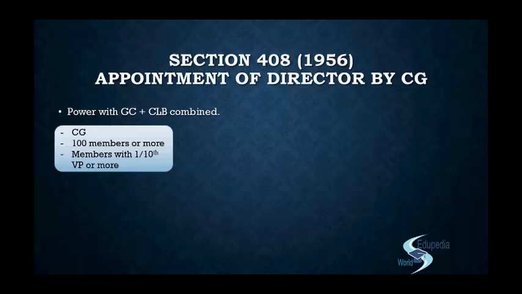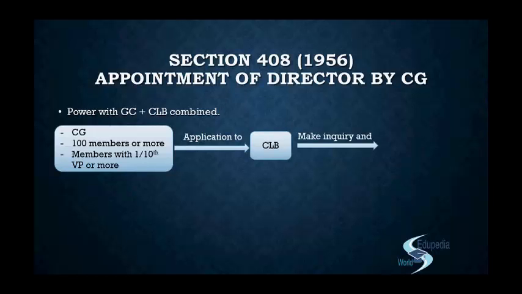So these three entities, to be very specific, the central government, 100 members or more, or members with not less than 1/10 voting power, are given the power to make a reference, to make an application to the Company Law Board, and then the Company Law Board would make an inquiry and pass an order if it is satisfied. That is the procedure of how it goes.